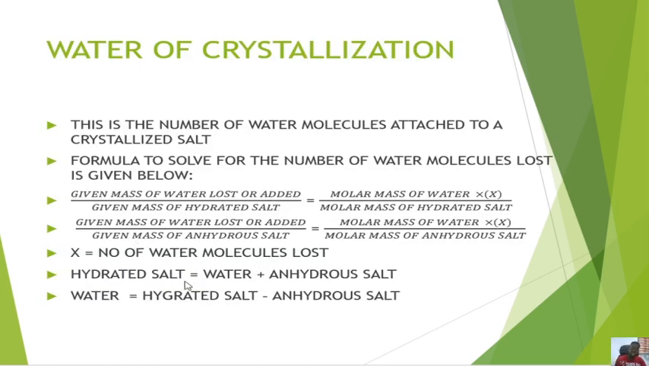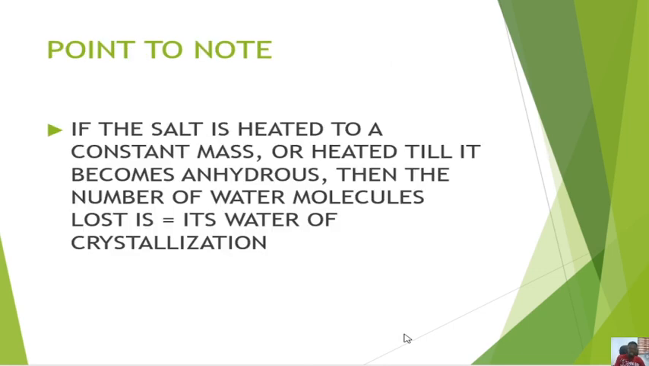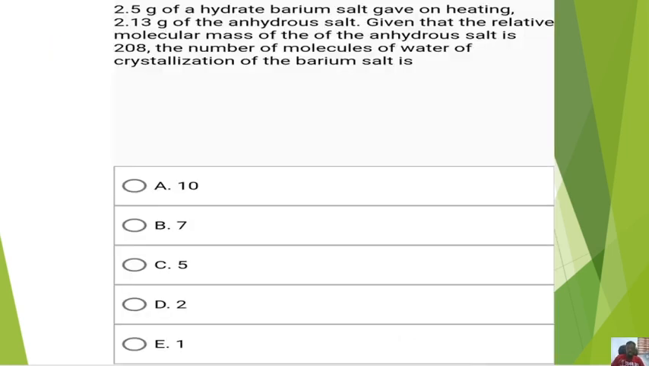Okay. Now, a hydrated salt is made up of the water of crystallization plus anhydrous salt mass. So which means if you are looking for water, you simply do hydrated salt minus anhydrous salt. The first one should be hydrated, not anhydrous, that was a typo. Okay, so let's solve a question to help us understand this.